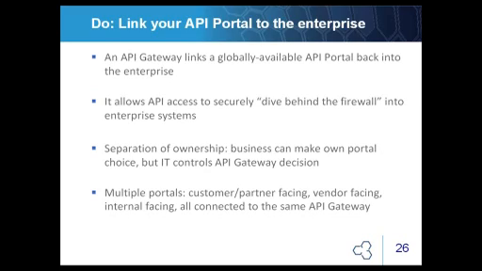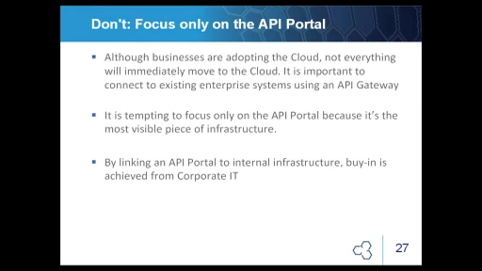By decoupling this link, you also enable scenarios like having different portals. You could have an external-facing portal for third-party developers. You could have an internal portal. These different portals may all connect in through the same API gateway. So you're decoupling there. And it's also a separation of ownership, because you might have internal IT managing the API gateway, but different project teams managing different portals. So you can have this type of separation of ownership. So it's important not to be fixated just on the portal, because the portal is the piece that you can see.